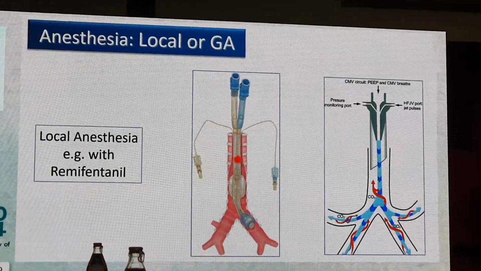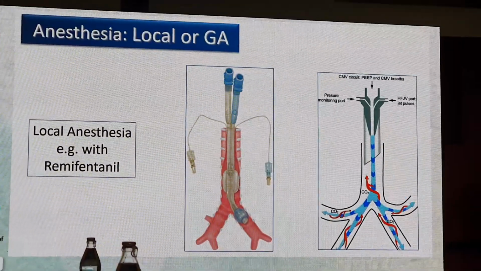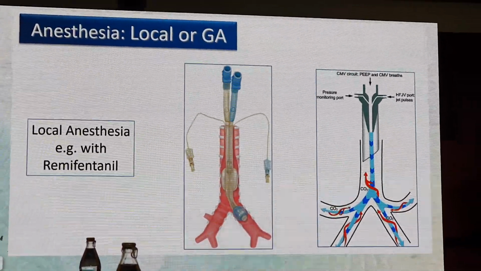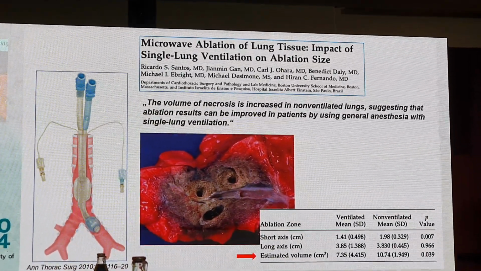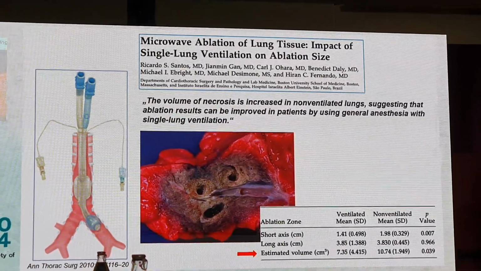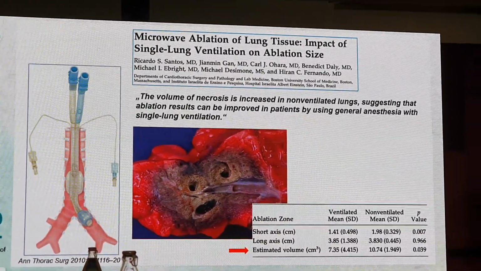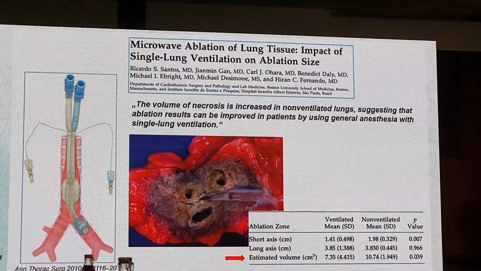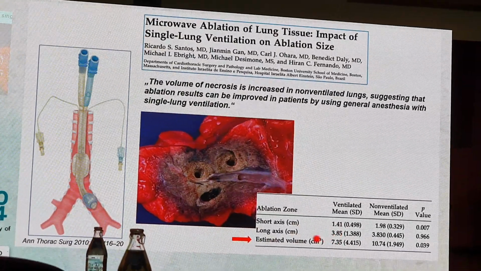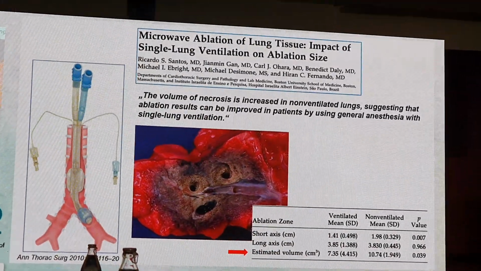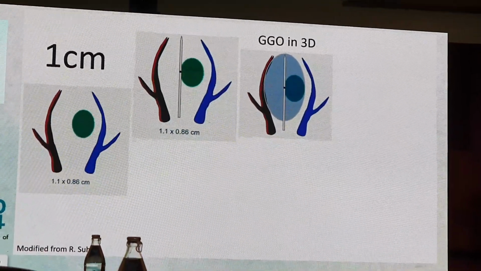There are 2 other possibilities, of course, to perform with general anesthesia, either with single lung ventilation or with jet ventilation. There is some advantage, but be aware of one point: if you perform lung ablation with single lung ventilation, the extent of coagulation will be larger, more or less 30% larger than without single lung ventilation. So be aware of that. The extent of coagulation will be larger when performing lung ablation with general anesthesia.